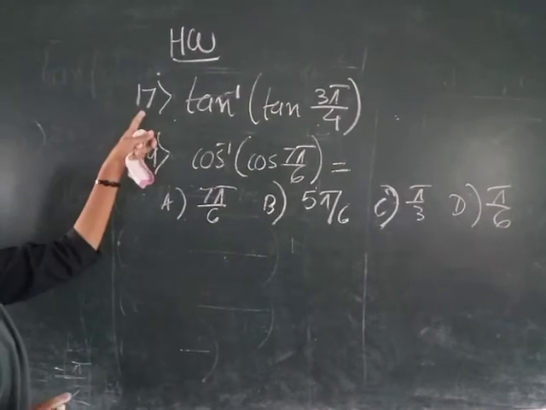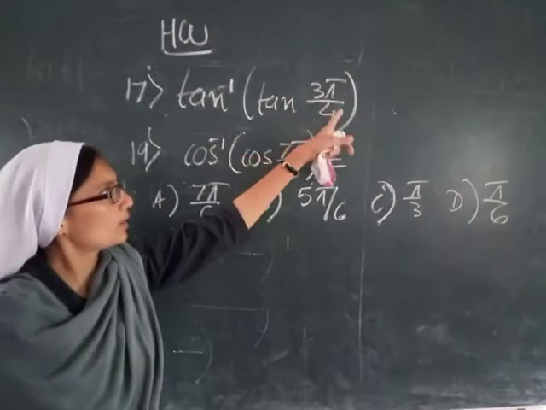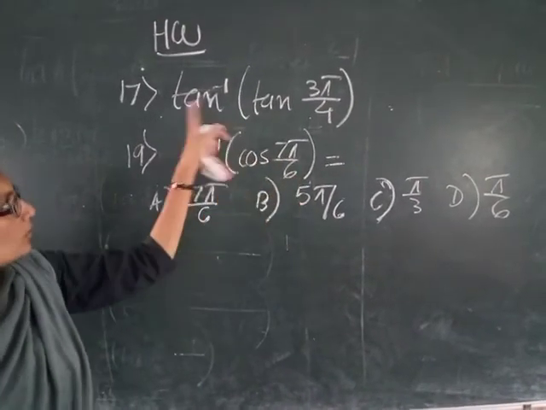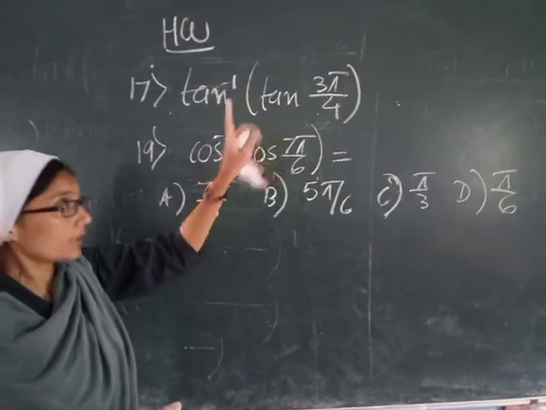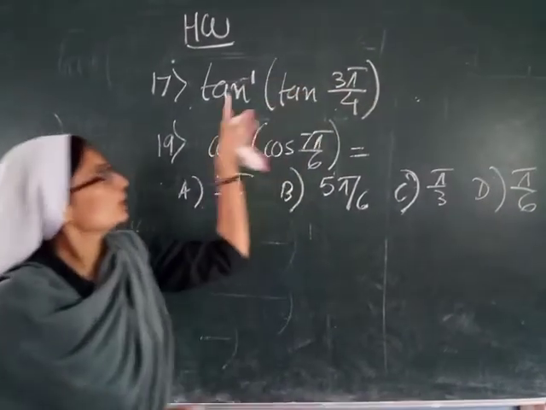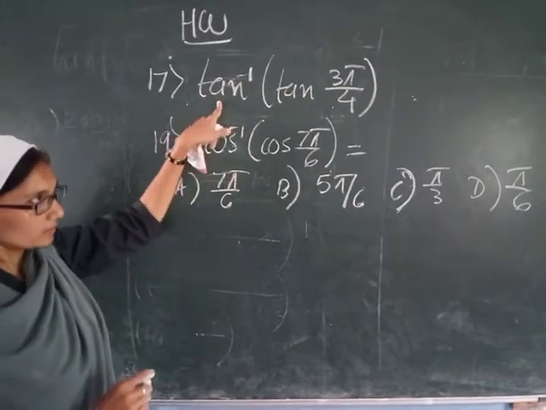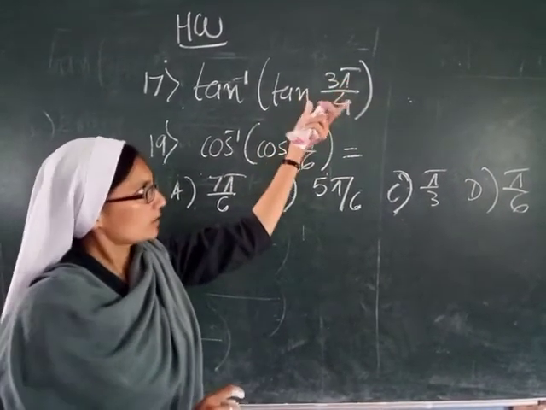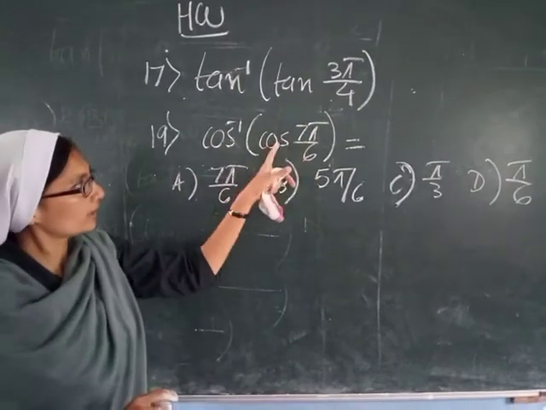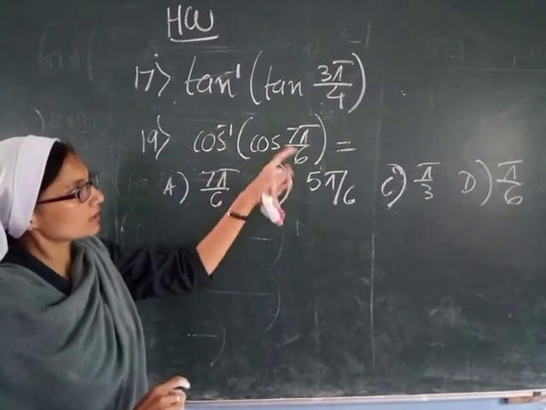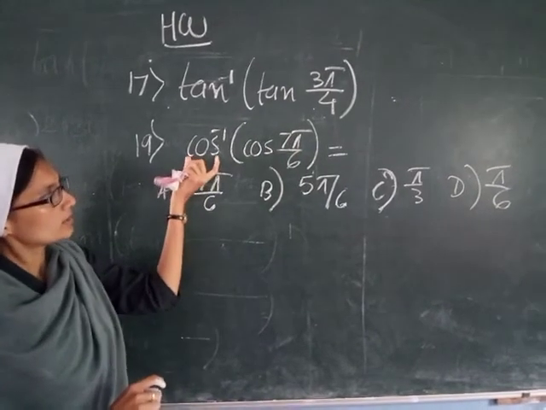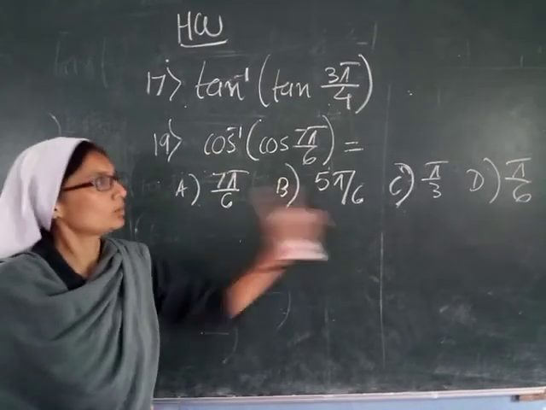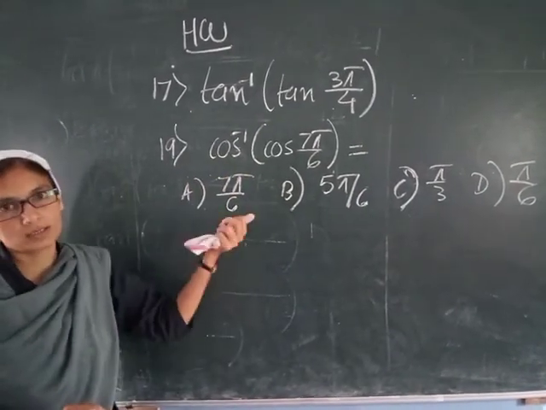Your homework will be question number 17, tan inverse tan 3 pi by 4, and 19, cos inverse cos 7 pi by 6. Okay, you cannot cancel tan inverse and tan directly. This one is not falling into the principal value of tan inverse. So what you have to do, as we did previously, you write pi minus and solve it. And here also you cannot directly cancel cos and cos inverse. Simplify first and get this angle in the principal value of cos inverse, and then solve it. Okay, then only calculate, don't just select. Calculate. If you have doubt, you ask. Thank you very much.